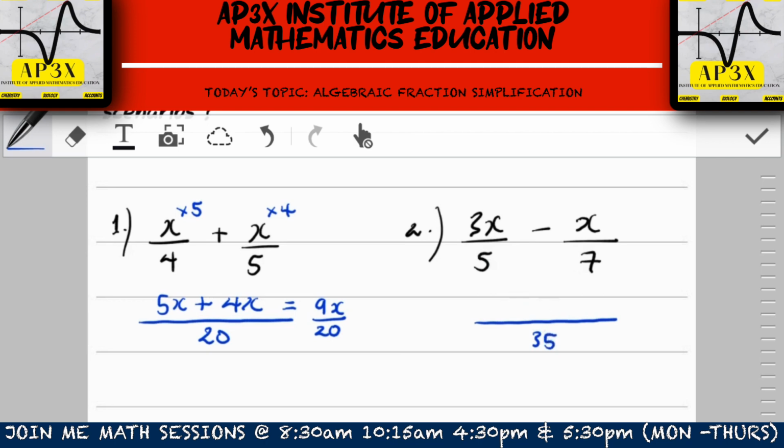5 into 35 goes 7 times, and 7 into 35 goes 5 times. 7 times 3 is 21, and that's 21x, and 5 times x is in fact 5x. So the first example was addition. The second example here is subtraction. Here what we're looking at is 21 take away 5. That's going to be equal to 16x over 35.